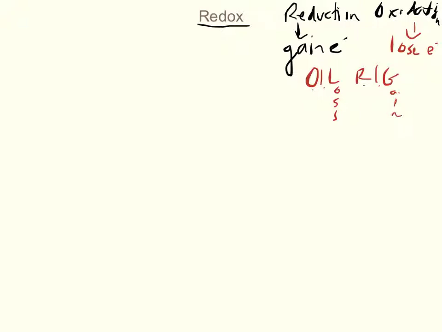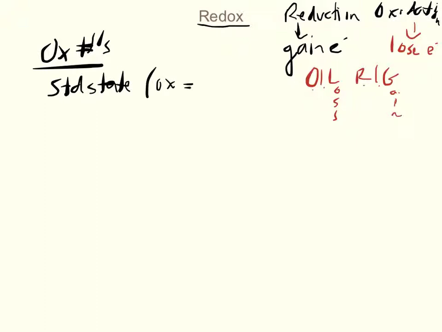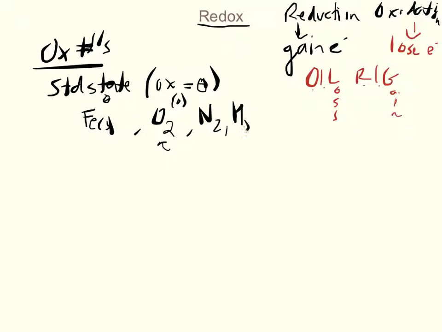And the way we figure this out is we assign oxidation numbers to elements. Few basic rules. When elements are in their standard state, the oxidation number is 0. So for example, if we have Fe solid, that has an oxidation number of 0. If we have O2, that has an oxidation number of 0, since O2 is a diatomic molecule, it's in its standard state. Other examples of that are N2, H2. All of these have an oxidation number of 0.